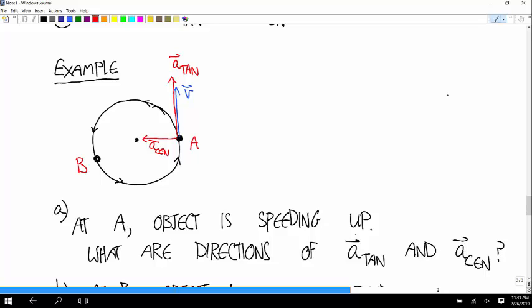Okay. If we do know the magnitudes of those two vectors, then we can figure out components for this, components for that, and just add them together to get a numeric vector representing the total acceleration. Okay, at the point B, the direction of the velocity is tangent to the circle. So this time it's sort of at an angle like this.